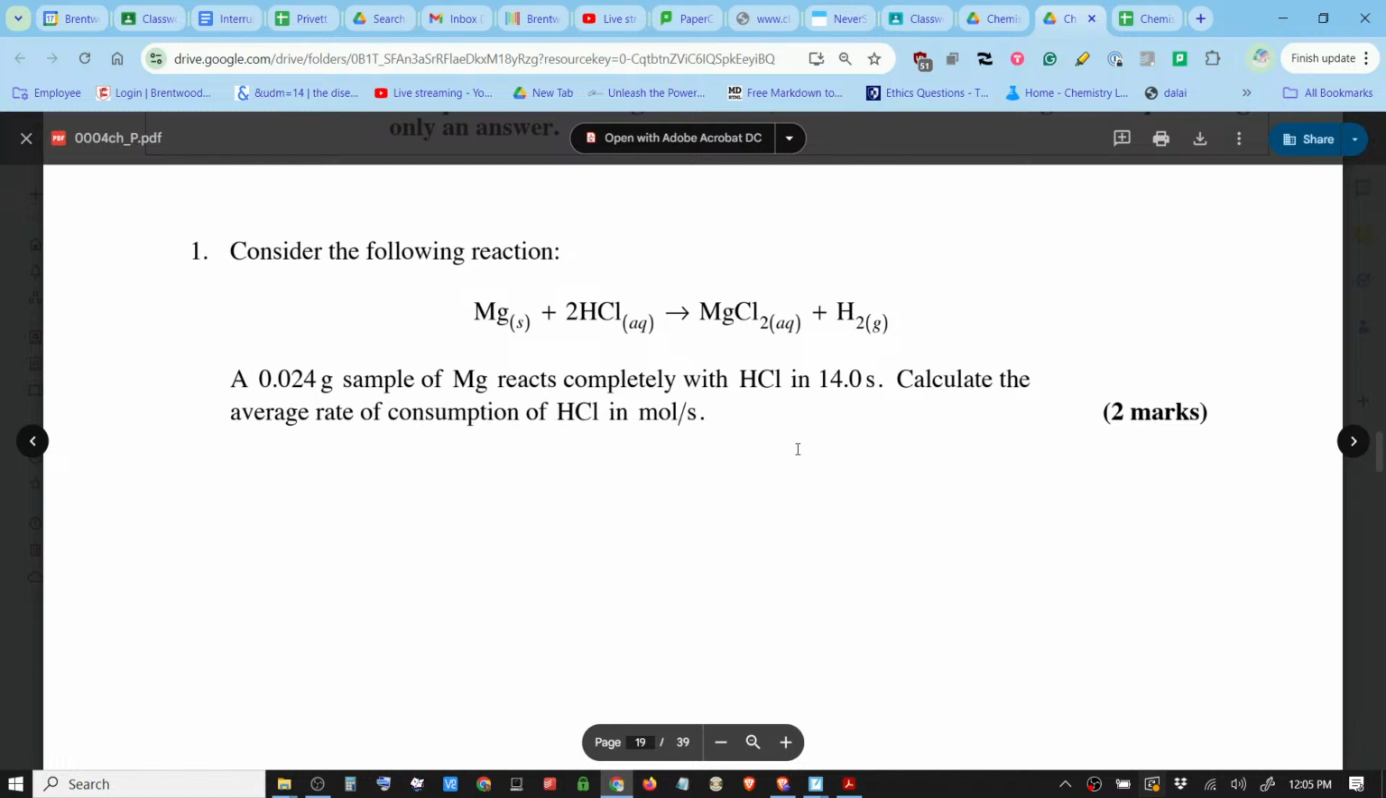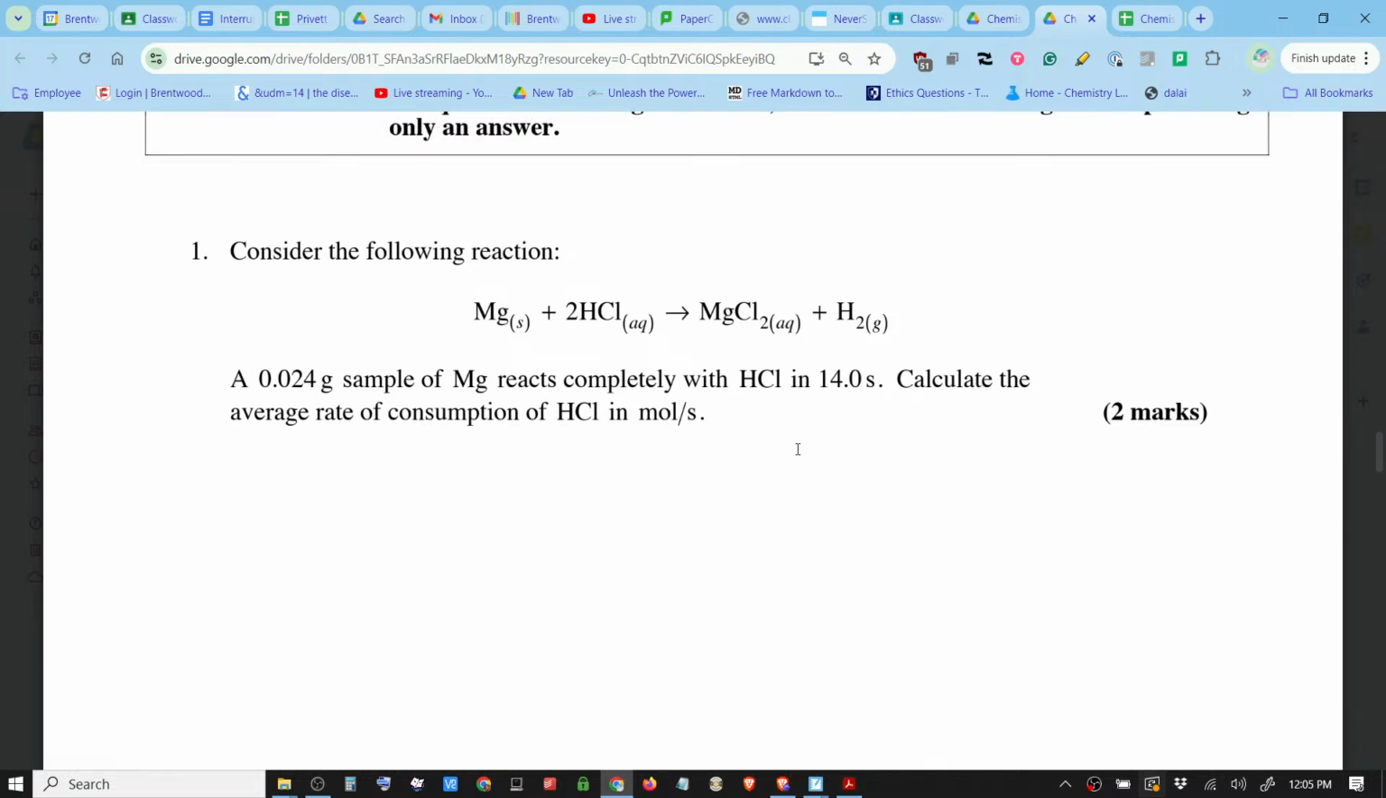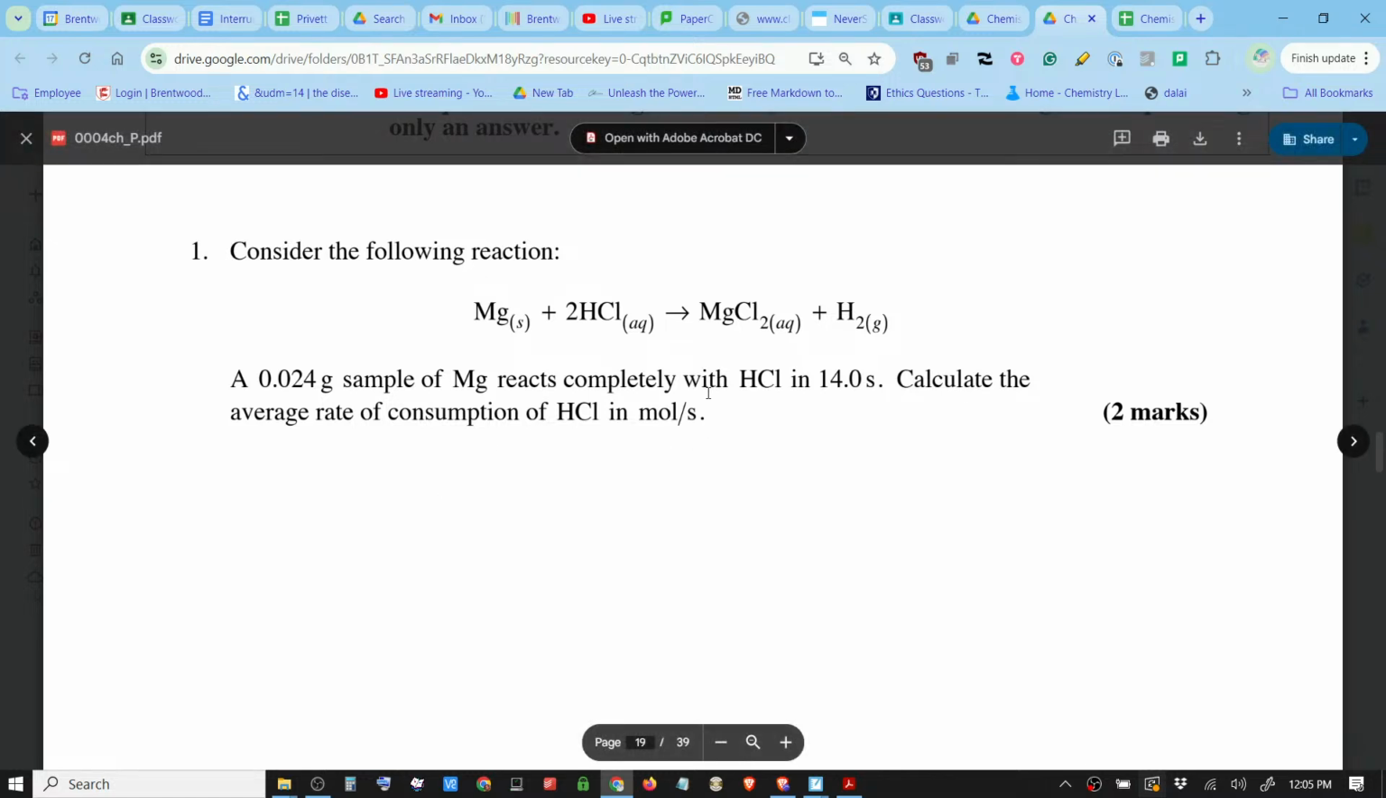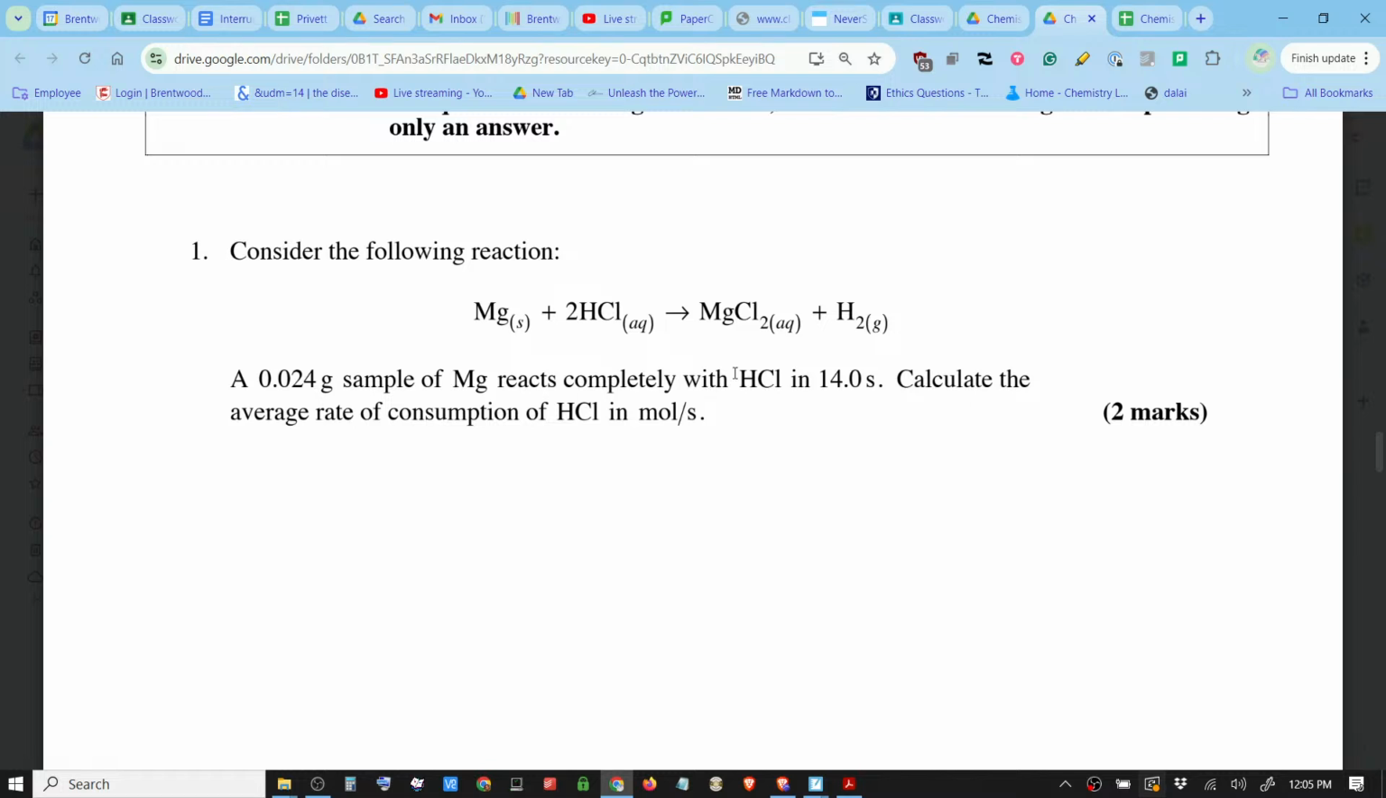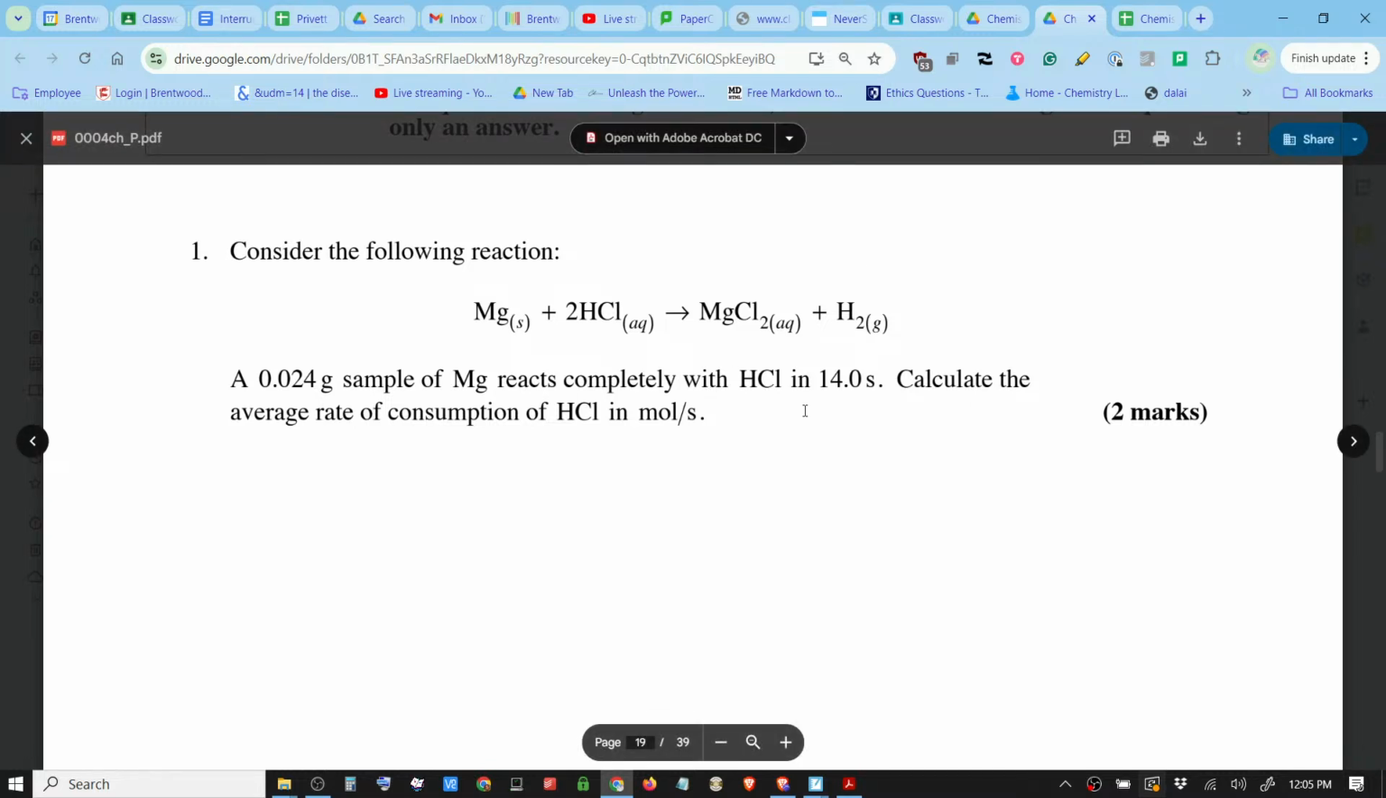Consider the following reaction. A 0.24 gram sample of magnesium reacts completely with HCl in 14 seconds. Calculate the average rate of consumption of HCl in moles per second. So similar to what you did on the board, and there are some practice ones in the Hebden as well. The Hebden is a minimum. If you just want to go do them all and not skip any, that is a useful thing, especially if you're not understanding the material. If you understand the material and you just need more practice, do more of these.